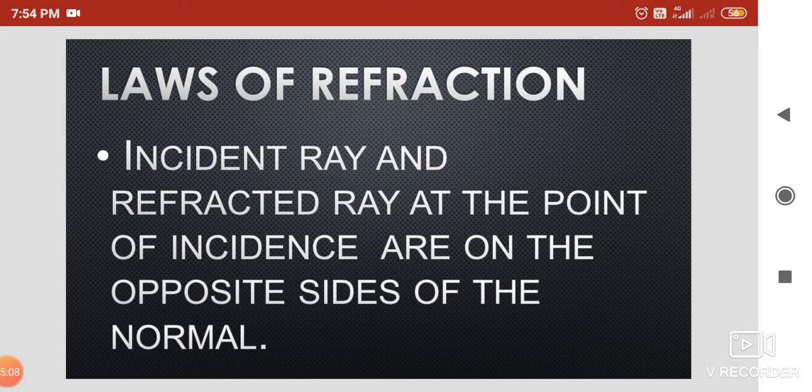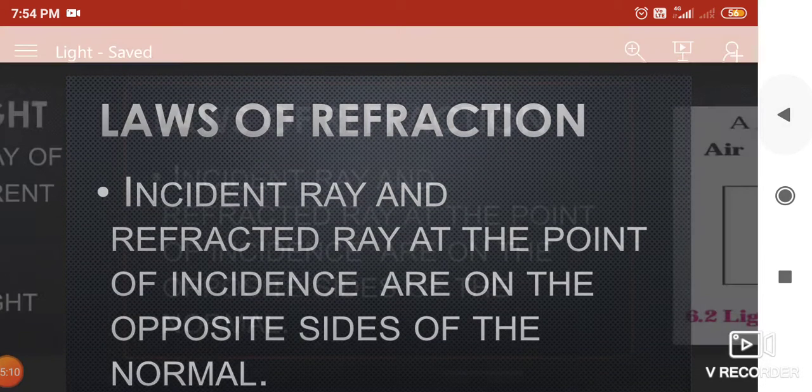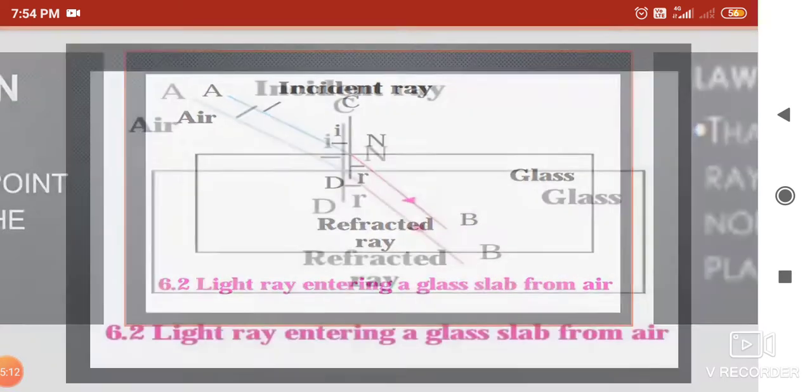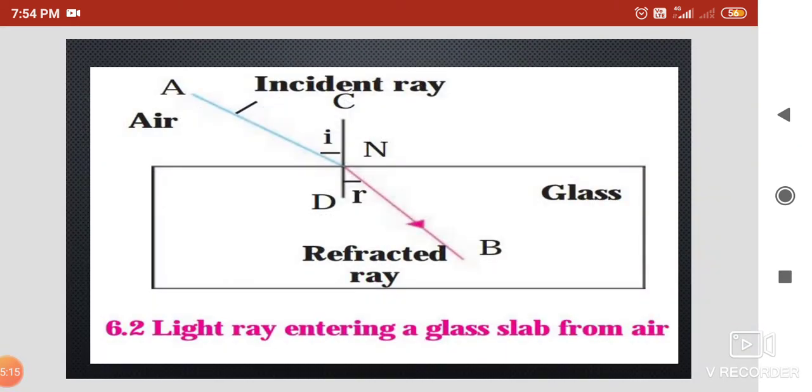In the laws of refraction, you can see in the figure the incident ray, which is shown in blue, and the refracted ray, shown in red or pink. The incident ray and refracted ray are again on opposite sides of the normal. The angle of incidence, I, and the angle of refraction, R, are not equal here.